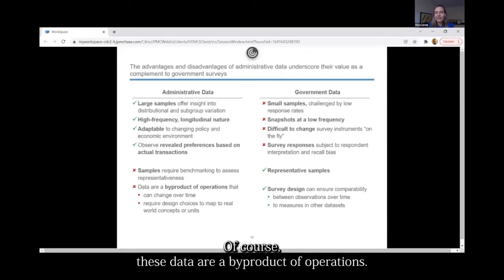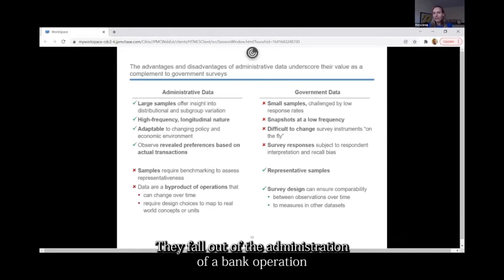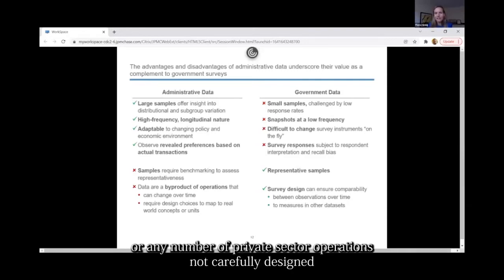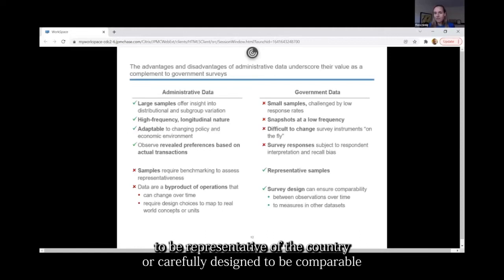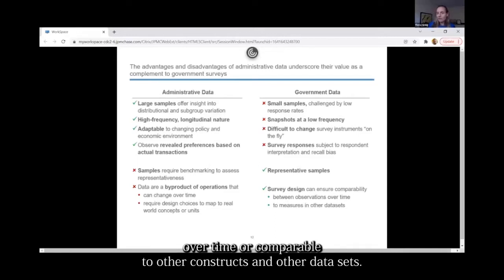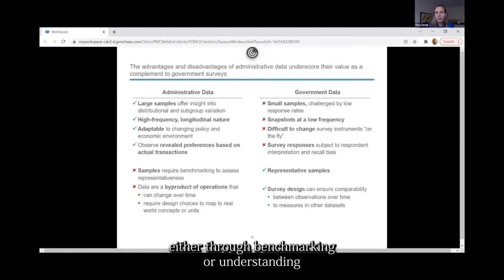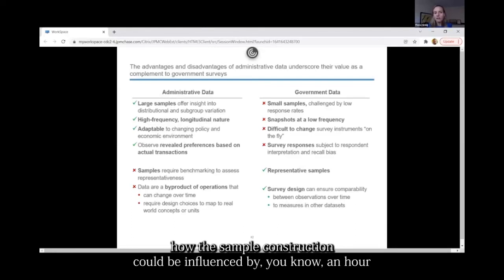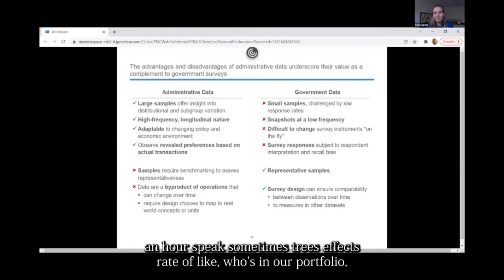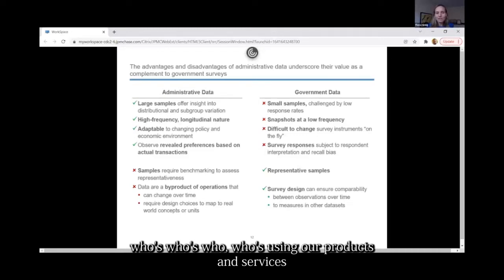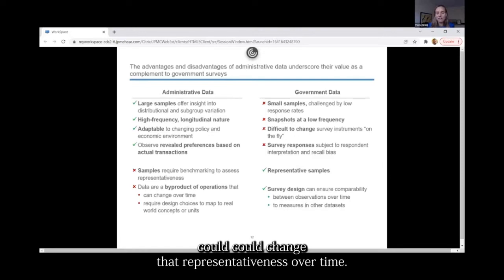Of course, these data are a byproduct of operations. They fall out of the administrivia of a bank operation or any number of private sector operations, not carefully designed to be representative of the country or carefully designed to be comparable over time or comparable to other constructs in other data sets. And so it really does require attention to those potential drawbacks, either through benchmarking or understanding how the sample construction could be influenced by, in our speak, sometimes churn effects, right? Of like who's in our portfolio, who's using our products and services, could change that representativeness over time.